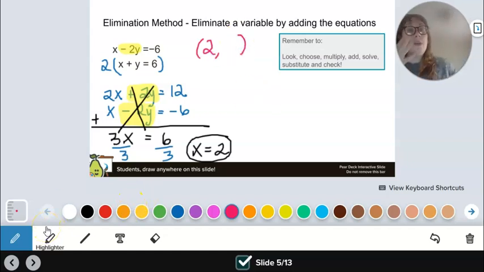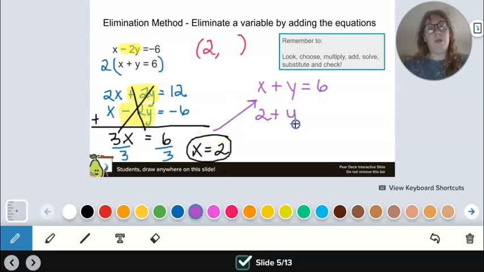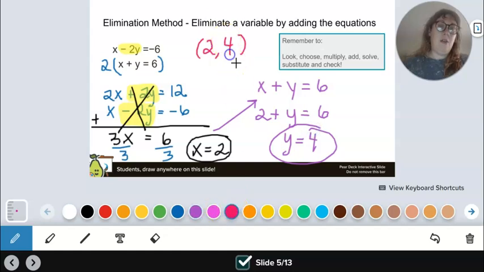Now we can use either equation to find our y coordinate. So we do have this nice simple one, which is just x plus y equals 6. And now we know x is 2, so 2 plus y equals 6. Subtract 2 on both sides, and we'll get that our y coordinate is 4. So our solution is (2, 4). Beautiful. So this one was a little more advanced in that we had to do a little multiplying before we added those equations. Okay.